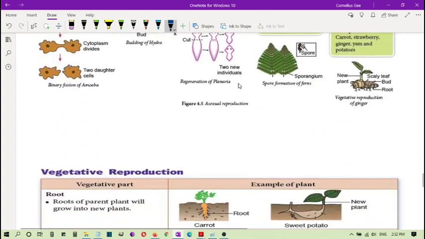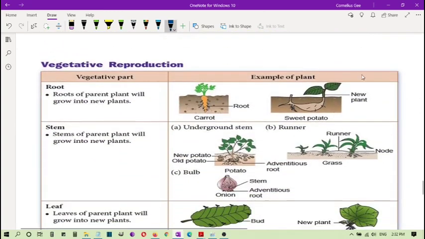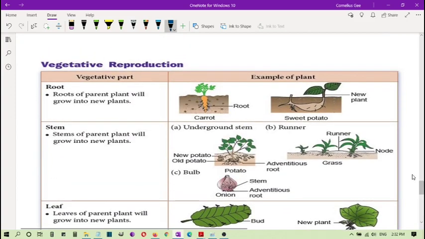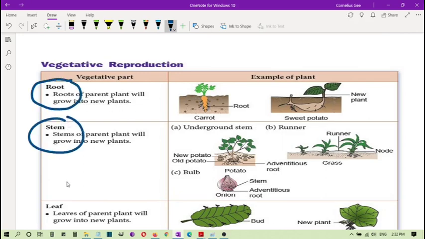Now, a little more on vegetative reproduction. This happens in flowering plants, because flowering plants can reproduce sexually, but they can also reproduce vegetatively. It only involves either the roots, the stem, or the leaf. Root-wise, part of the root will reproduce asexually. No need to do any fertilization. For example, carrot plants and sweet potatoes can do that.